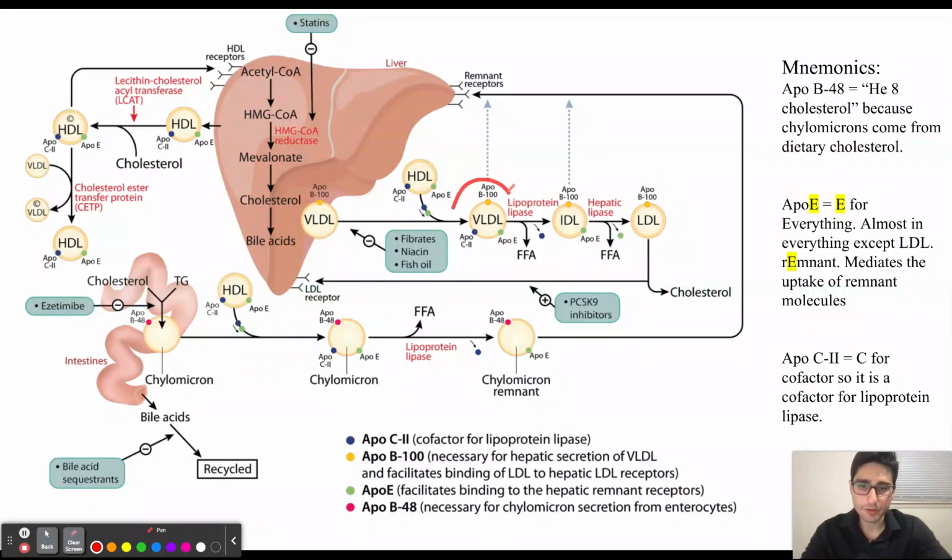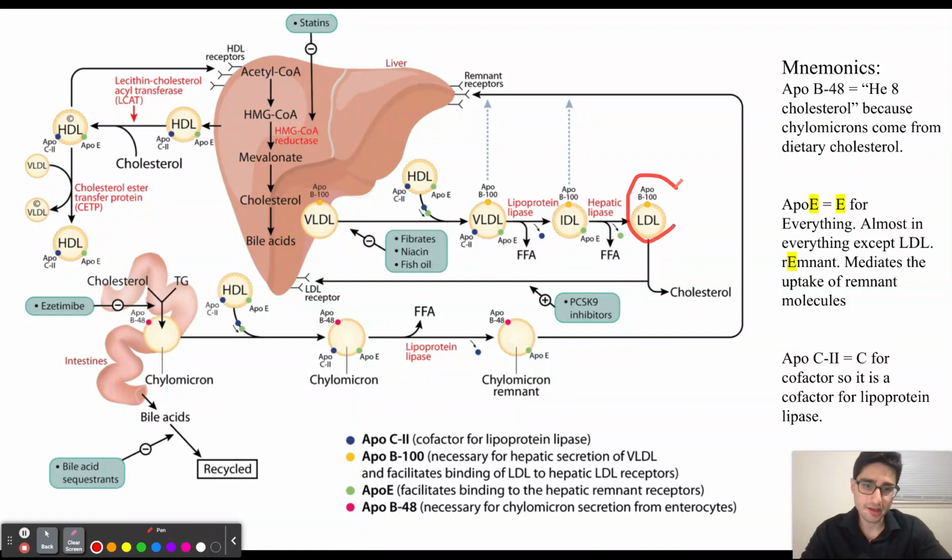Now, we don't have to convert VLDL and IDL into LDL. These lipoproteins can be uptaken by the liver through the remnant receptors because they have ApoE on their surface. Remember that ApoE is going to facilitate binding to the hepatic remnant receptors. So because VLDL and IDL have ApoE on their surface, we can uptake these lipoproteins into the liver.